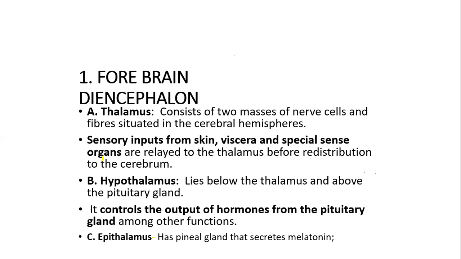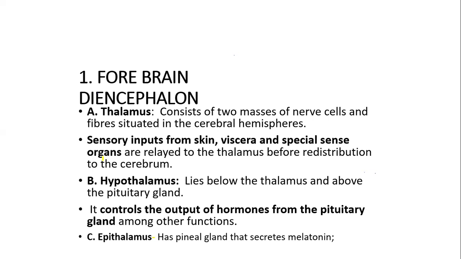Then the forebrain, the prosencephalon. The forebrain consists of the thalamus, which consists of two masses of nerve cells and fibers situated in the cerebral hemisphere. Sensory inputs from the skin, viscera, and special sense organs are relayed in the thalamus before redistribution to the cerebrum. The hypothalamus lies below the thalamus and above the pituitary gland. So there is the thalamus, then the hypothalamus, then the pituitary gland. It controls the output of hormones from the pituitary gland. So the hypothalamus controls the output of the hormone.